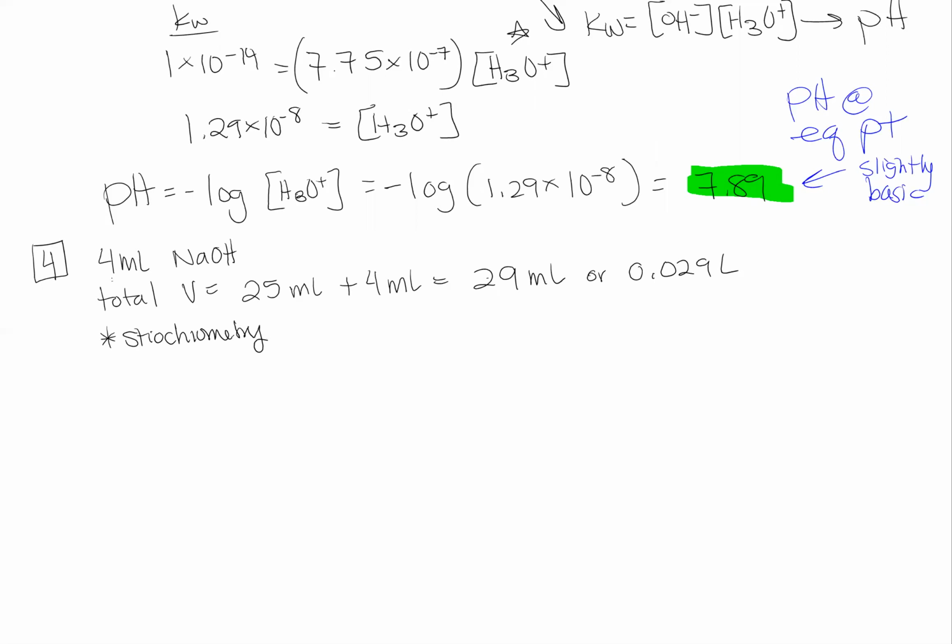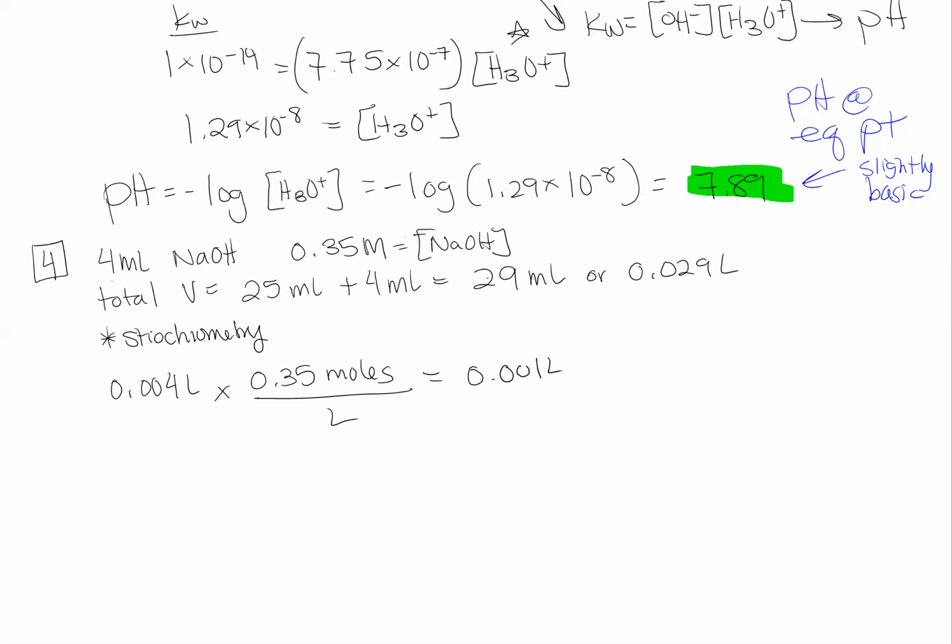So let's take this 4 milliliters of sodium hydroxide, or this 0.004 liters, and convert it into moles. So remember, our concentration for sodium hydroxide was 0.35 molar. I'll take that 4 milliliters converted into liters, and I will multiply it by my 0.35 moles per liter to get the moles of sodium hydroxide that I have. That's going to give me 0.0014 moles.